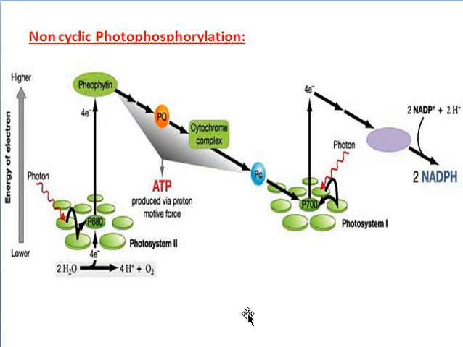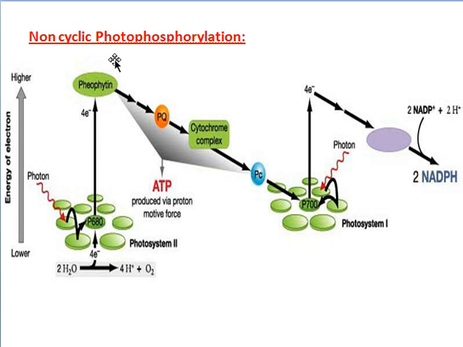So this answers one of our questions, that why is water called the source of electrons and source of oxygen in photosynthesis, or the light reaction of photosynthesis? Because water breaks down to form protons and oxygen. These protons are used by NADP positive molecules in order to reduce themselves to NADPH molecules. Two molecules of NADPH are formed. These will be used during the reduction process of the Calvin cycle or the dark reaction.